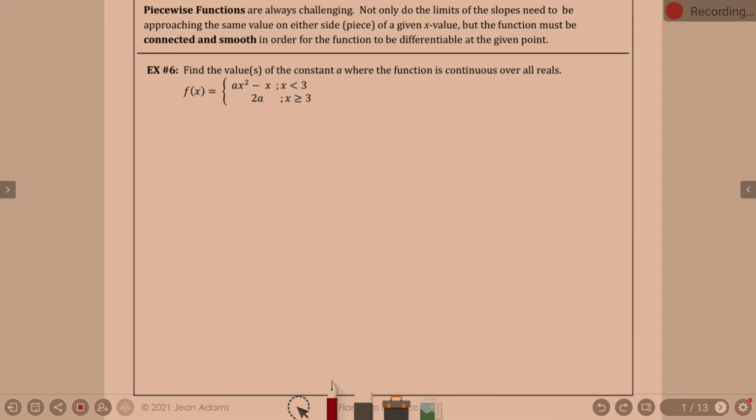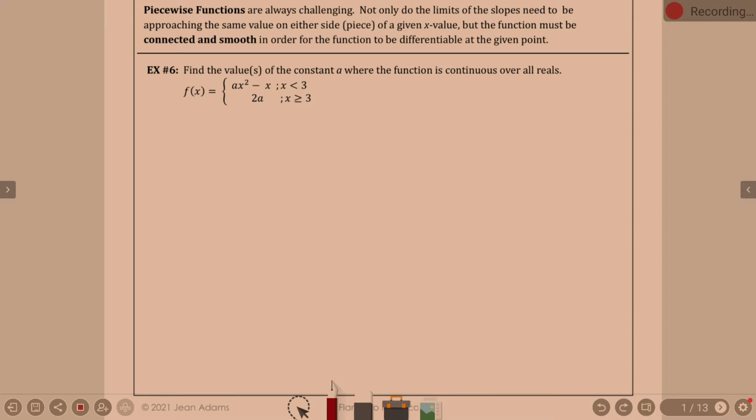piecewise functions, always challenging. Not only do the limits of the slopes need to be approaching the same value on either side of a given x value, but the function must be connected and smooth in order for the function to be differentiable. So again, it has to be continuous, which with a piecewise function you don't know until you do some checking, right? But then we have to have a connected smooth graph for it to be differentiable as well. So example 6, find the values of the constant a where the function is continuous over all reals.